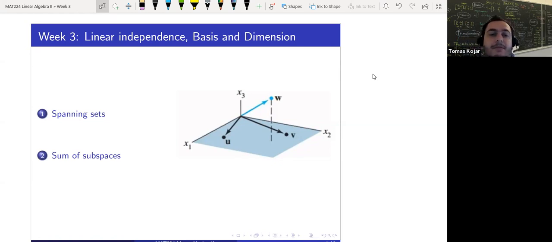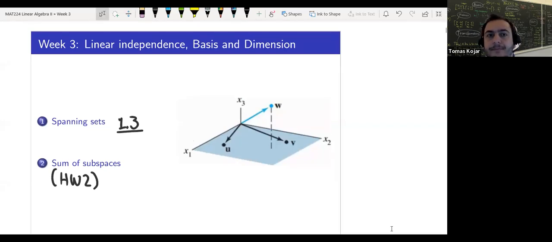All right. So we're going to do spanning sets and a little bit of subspaces now, which shows up in the homework too, which we will post this week. Right, so this is 1.3.